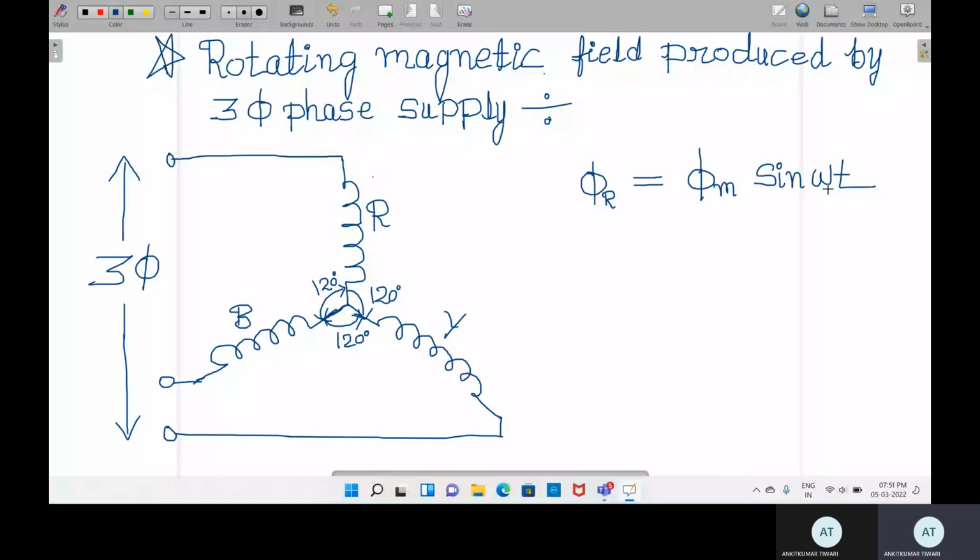Now, the next flux will be produced 120 degrees apart, because the second coil is placed 120 degrees apart, or displaced, from coil R. So the flux produced by the Y coil will be 120 degrees displaced. The second flux will be denoted by phi Y, and phi Y will be denoted as phi m sine omega t minus 120 degrees.